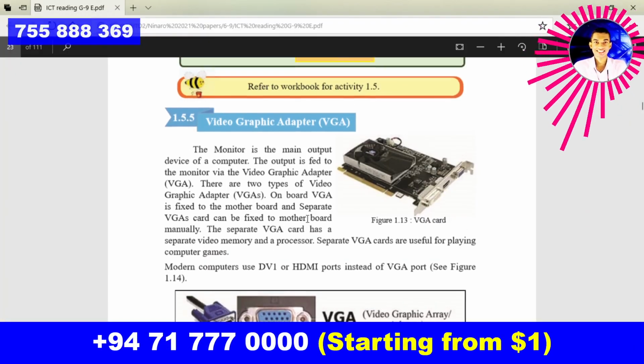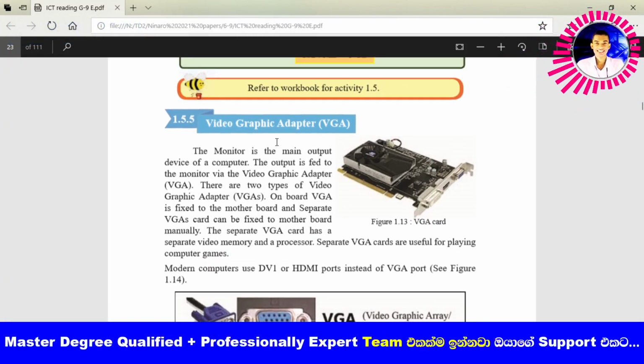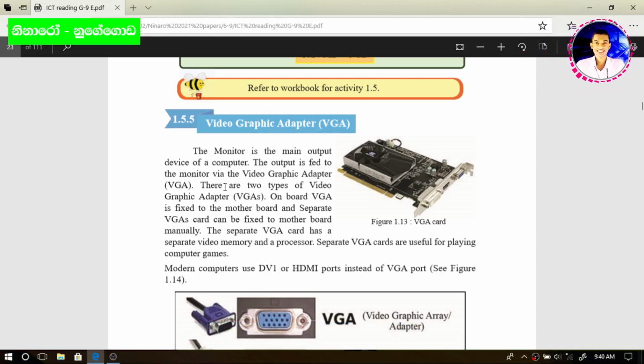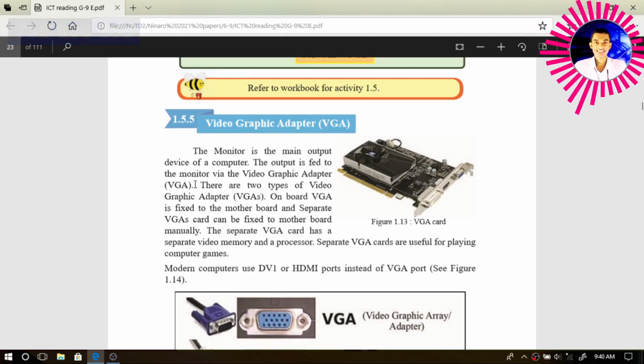Next video. In this video, we are going to discuss the video graphic adapter, in other names, the VGA card. We can use a VGA card to process the image to display on the monitor. In here, it is mentioned like this: the output is fed to the monitor via the video graphic adapter, or else the VGA card. This is the card which processes the image or any other output.